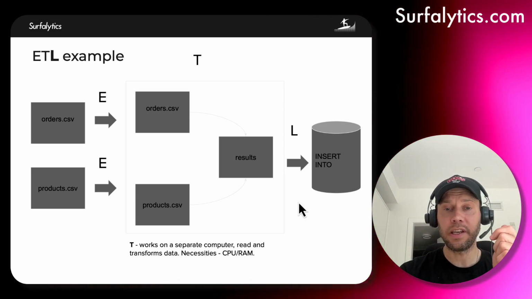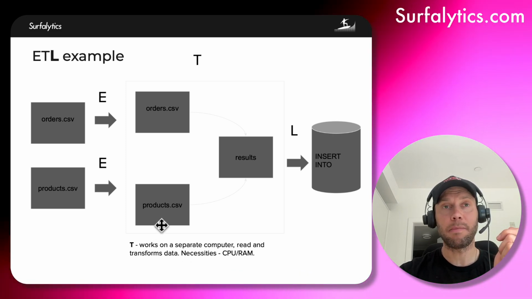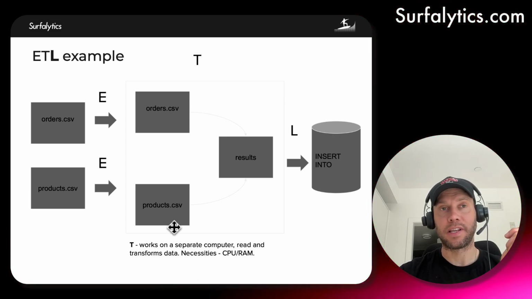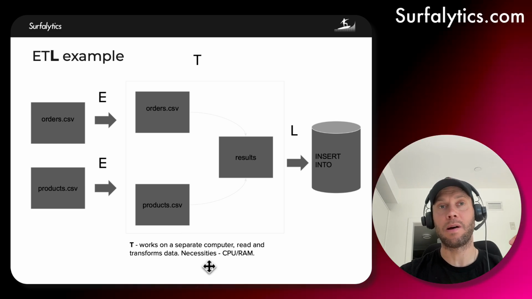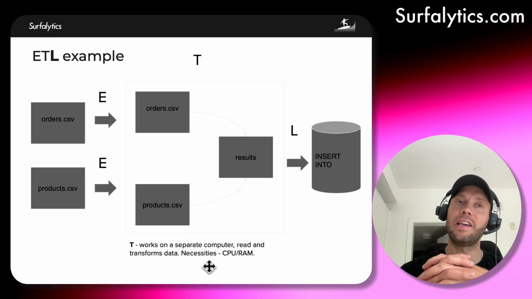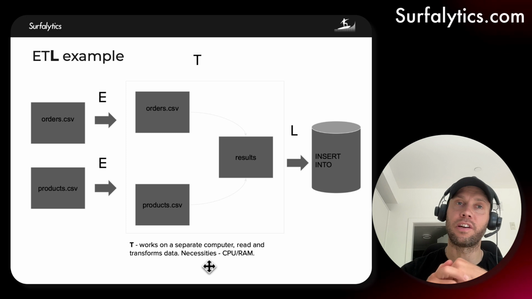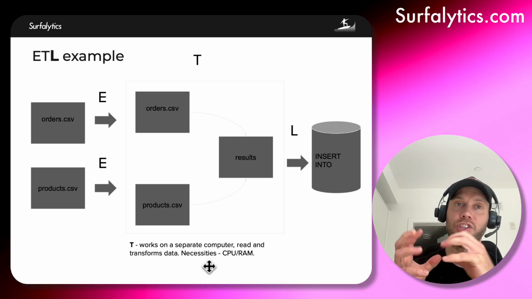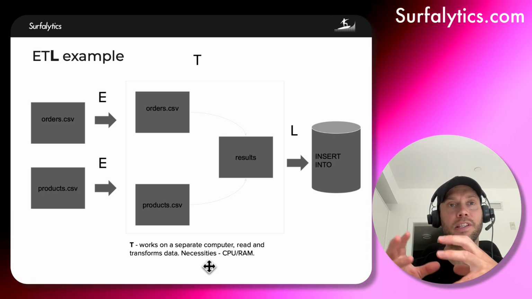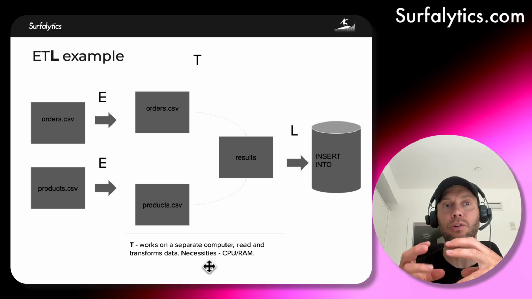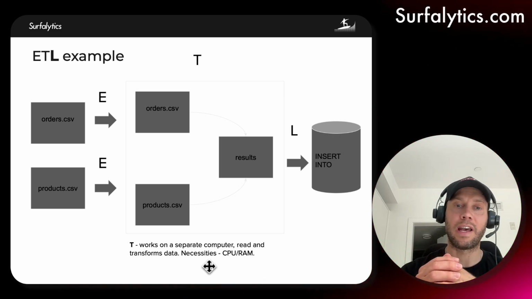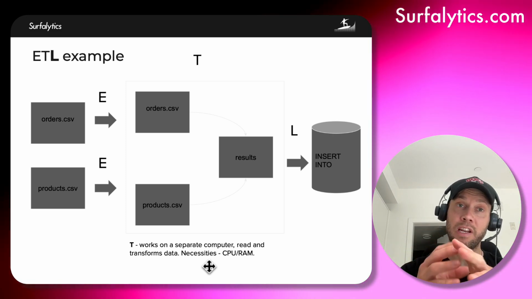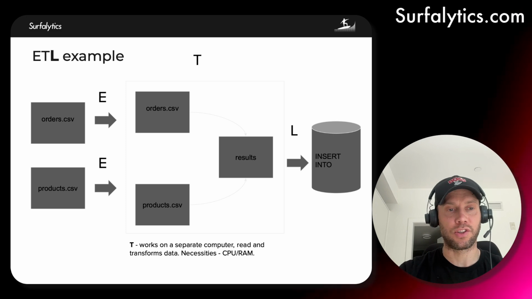The key thing is that the T-step requires some kind of computational resources. It requires CPU and RAM. It requires an individual container or individual server where we can host this application, the script that will do everything for us. And this is ETL. It has some benefits and some disadvantages.